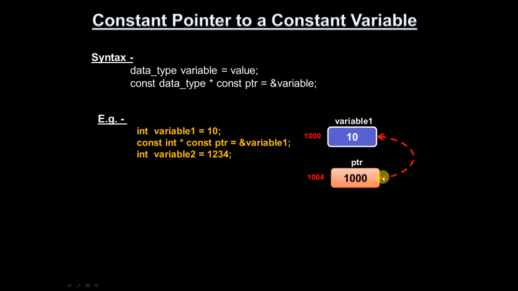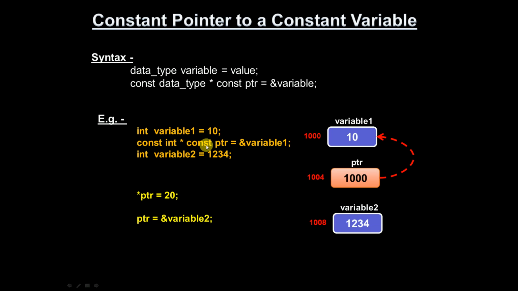By using the pointer, you cannot modify this value, and you cannot modify the value present inside the pointer either. Variable 2 is at the 1008 memory location, variable 2 equals 1 2 3 4. Now what we are doing is *ptr = 20. I am trying to modify the value where it is pointing. The ptr is pointing to variable 1, but since it is a constant variable, I am not able to modify this. We cannot modify this. And also ptr = address of variable 2.